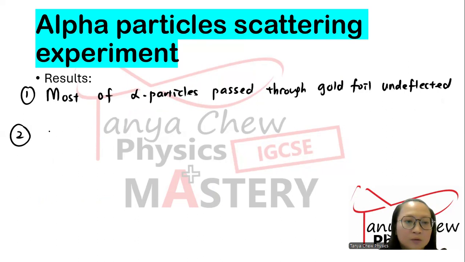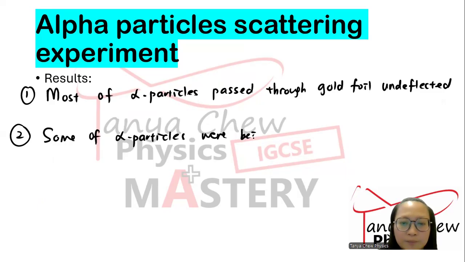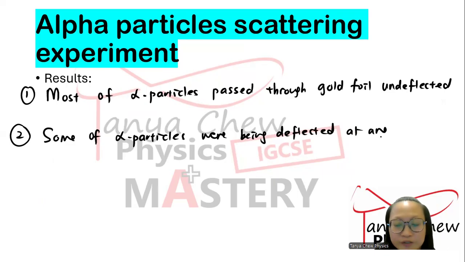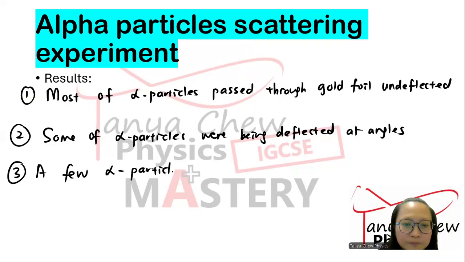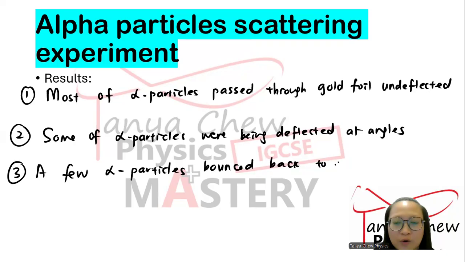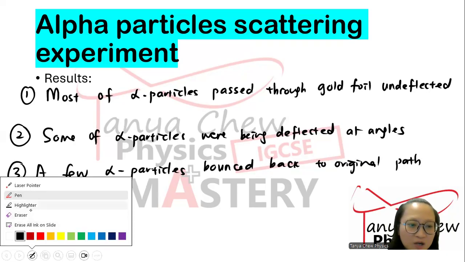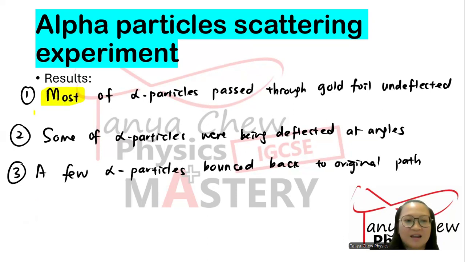The second point, some of alpha particles were deflected at different angles. And the third result, a few alpha particles bounce back to the original path. So you have to talk about most, some, a few, right?